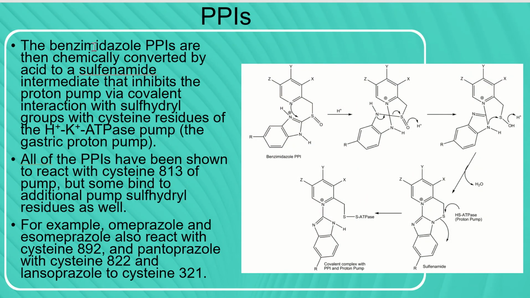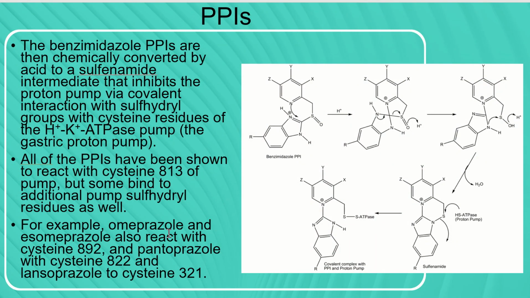So again, the benzimidazole PPIs are chemically converted by acid, and we have acid here, to a sulfenamide intermediate that inhibits the proton pump by covalent interaction with the sulfhydryl groups of cysteine residues of the pump, that is the gastric proton pump. All of the PPIs have been shown to react with cysteine 813 of the pump, but some bind to additional pump sulfhydryl residues as well.